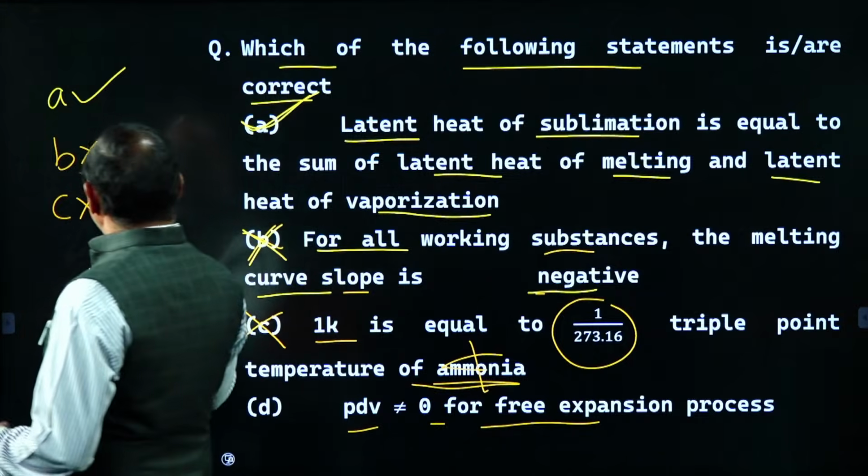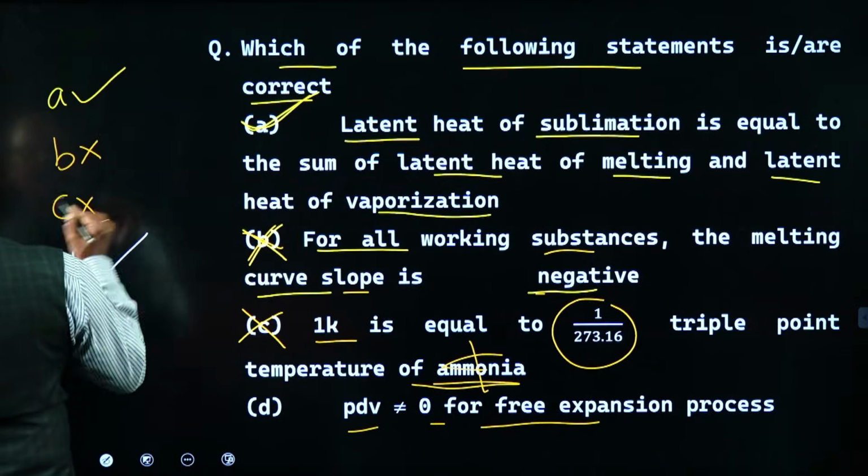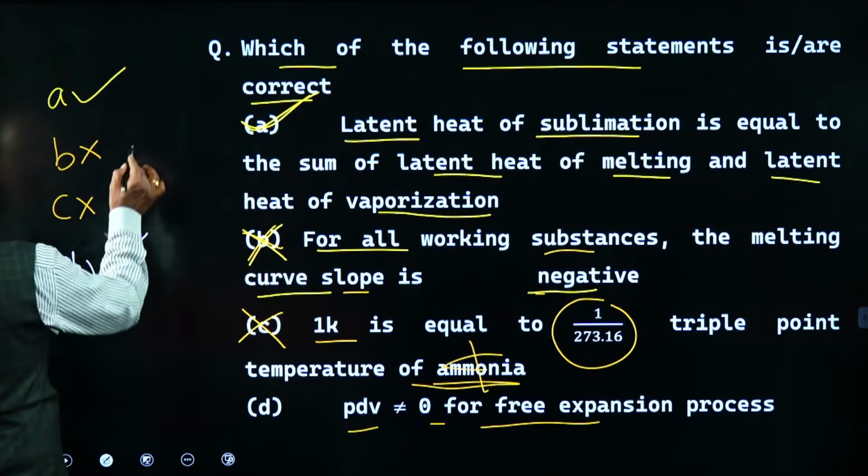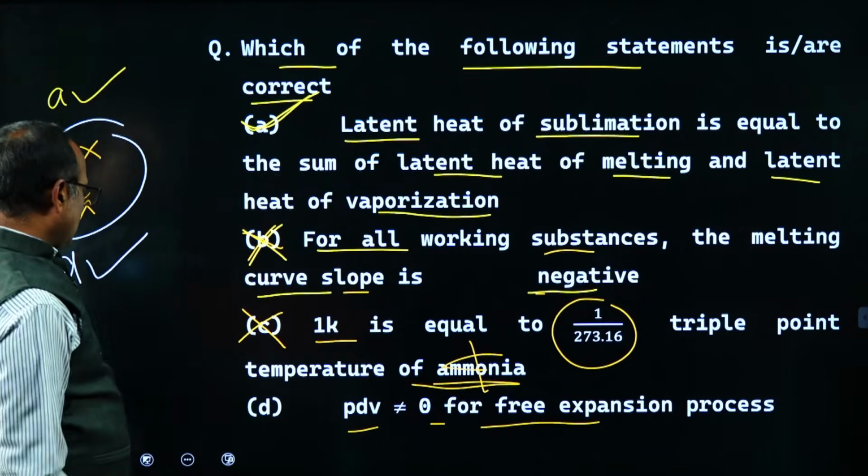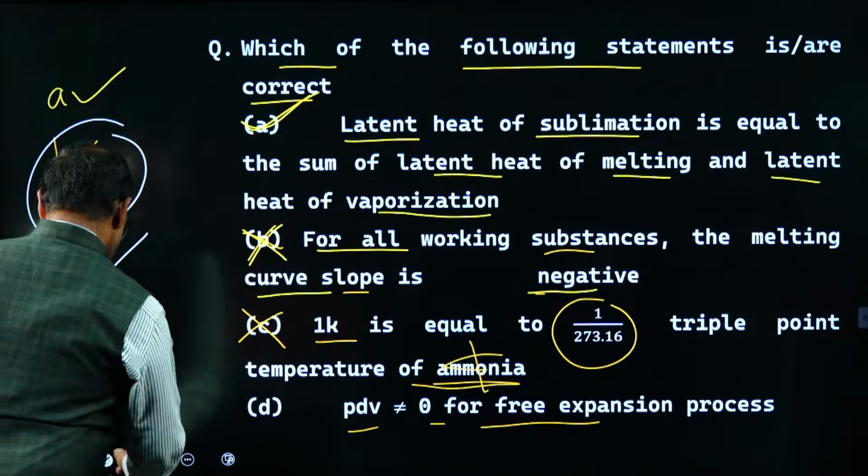Absolutely correct. So here A is correct, D is correct, B and C are absolutely wrong. So D is also correct.